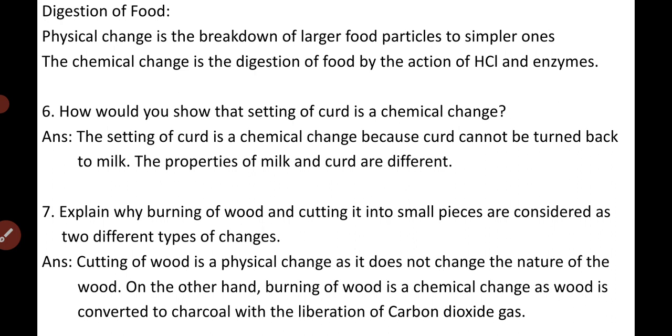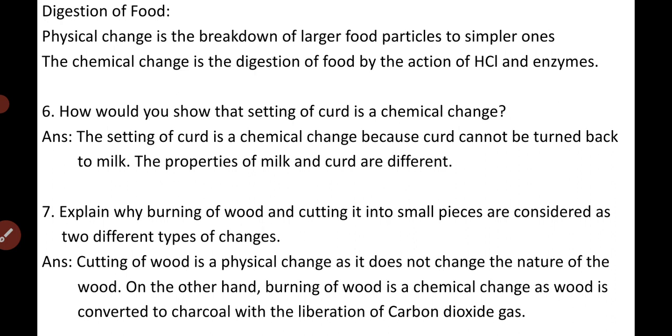So curd is sour in taste because it contains some acid in it, lactic acid. When the curd is set from milk, then some acid will be formed over there. So that is why the setting of curd is a chemical change, because curd cannot be turned back into milk. Okay, so the properties of milk and curd are very different.